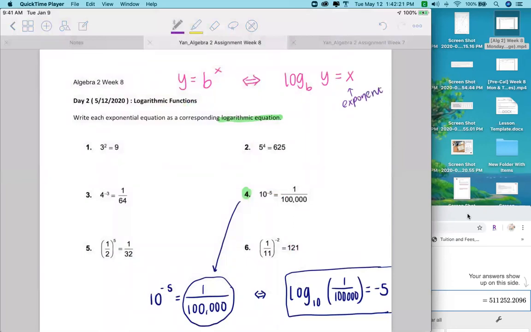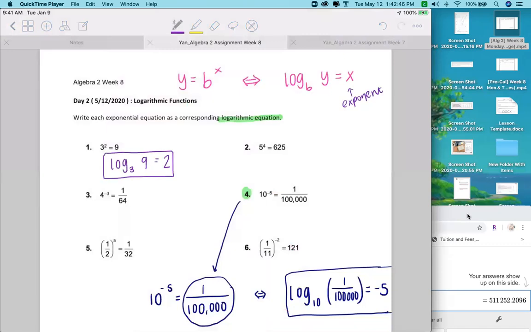So let's look at number 1 together. Number 1, I would write log, the base is 3, of 9 equals my exponent. That's your answer to number 1.